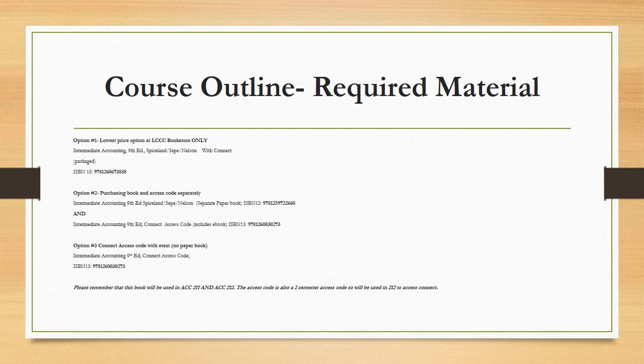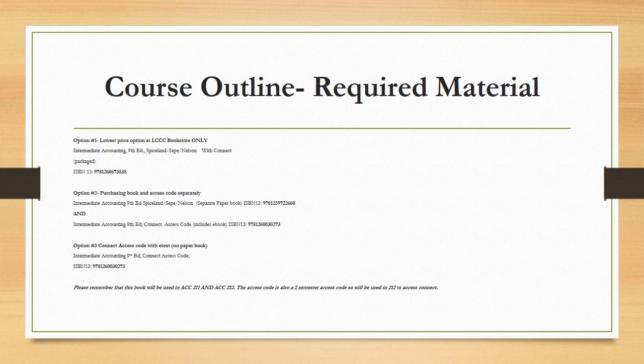You would also need to purchase the access code for Connect, which runs about $140. That's why I feel the first option is probably your best. But if you want to go to the second option, you may do that. And the ISBNs there are presented for the book and the access code. And then finally, your third option is no paper book.